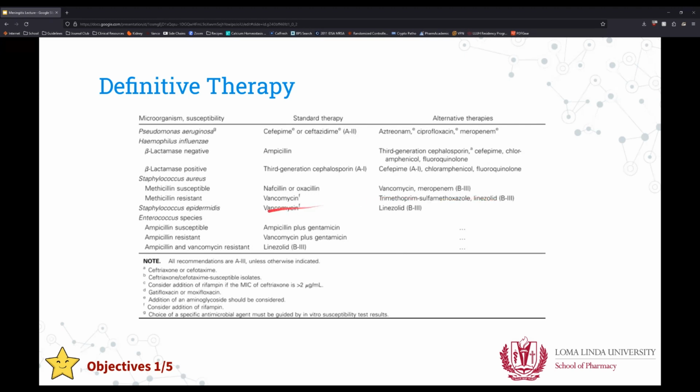And then down here, if we are treating Enterococcus, there are some things to be mindful of. If it is ampicillin susceptible, we can use ampicillin, and some may add in gentamicin as well. Gentamicin is really added in here for synergy. Later we'll talk about how gentamicin has poor CSF penetration regardless of whether inflammation is present or not, but it is used for synergy reasons.